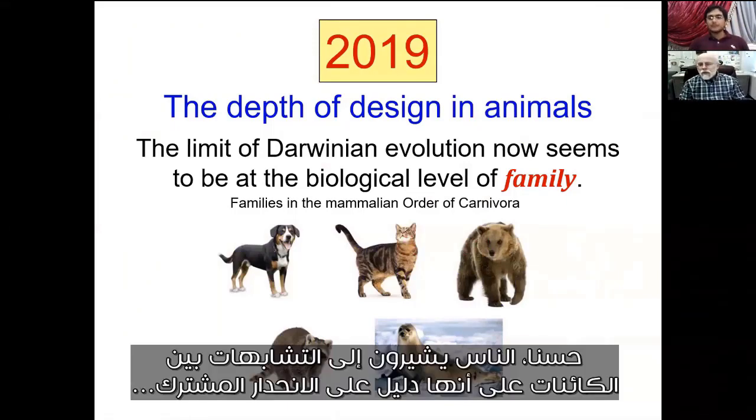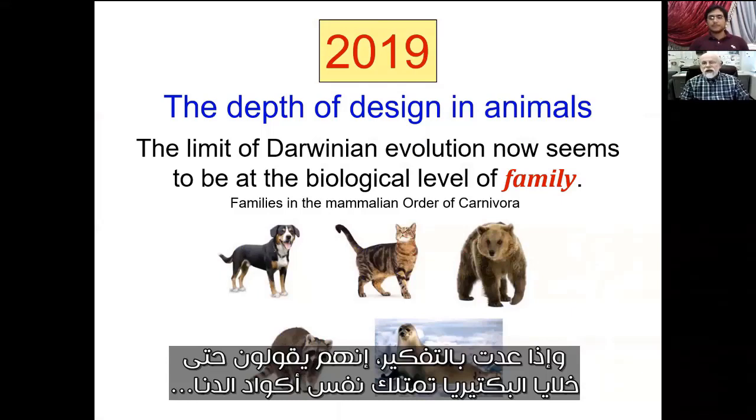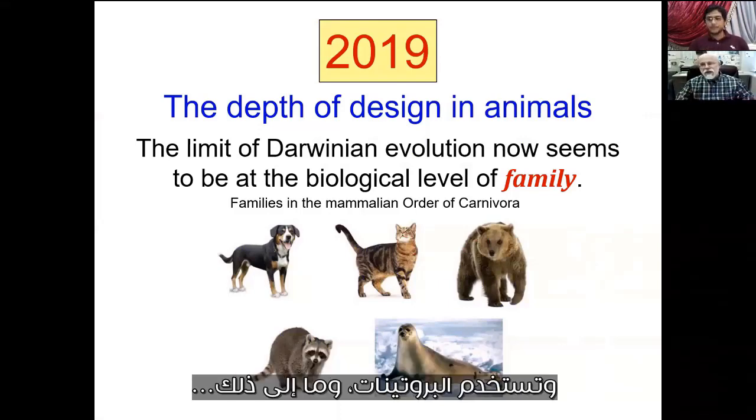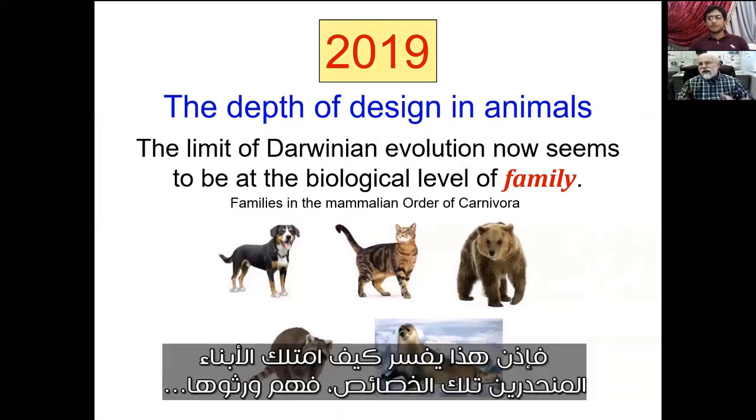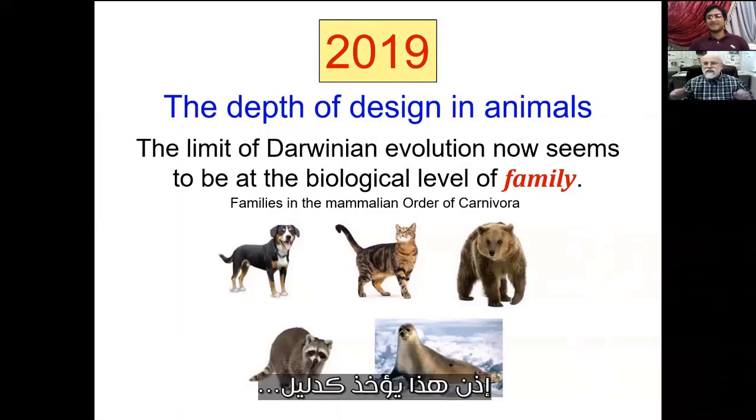People would point to similarities between organisms as the evidence for common descent. So if you think back, they say, well, even bacterial cells have the same DNA code, use proteins and so on. And therefore, if things descended from a single cell that had those common properties, then that explains how the descendants have those properties. They inherited them. So that's taken as evidence.